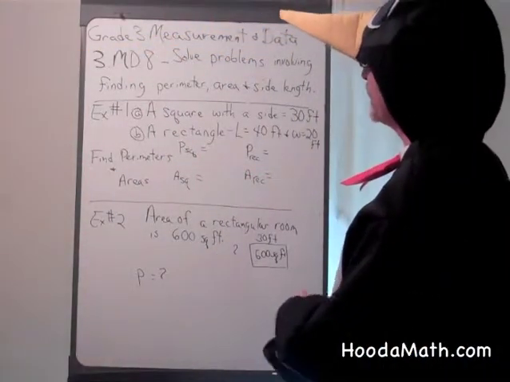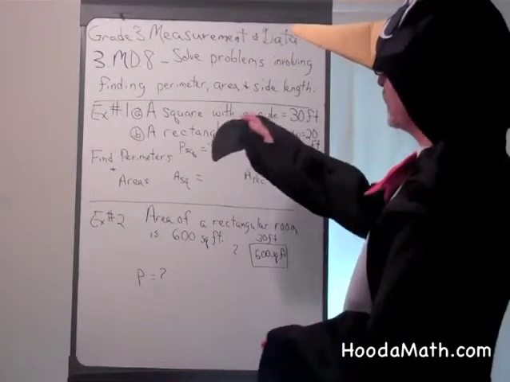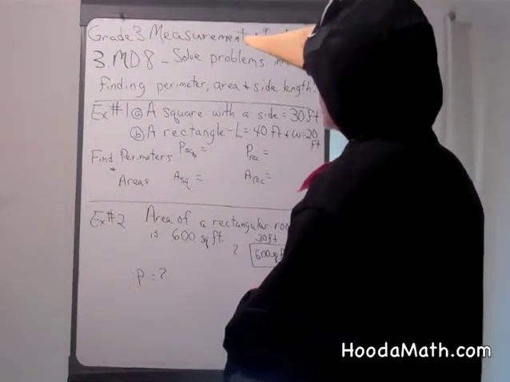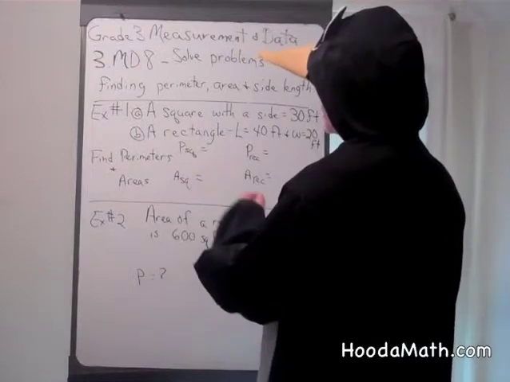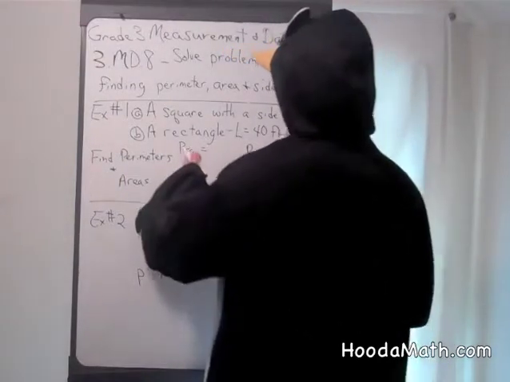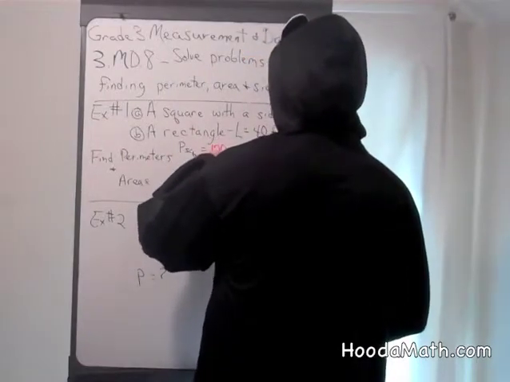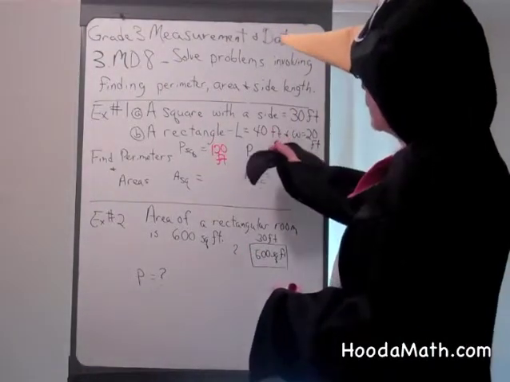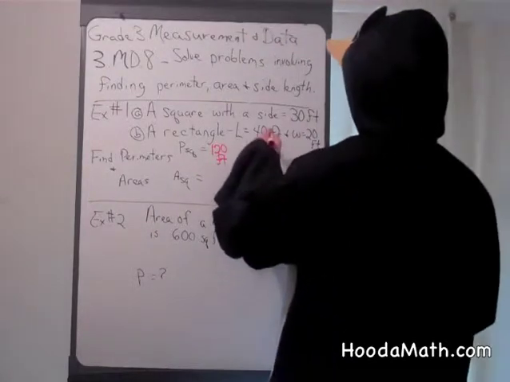Solve problems involving perimeter, area, and side length. So we're going to do that. We're going to look at a square that has a side of 30 feet. So its perimeter would be all the way around: 30, all the sides equal 30, times 4, which would be 120 feet.